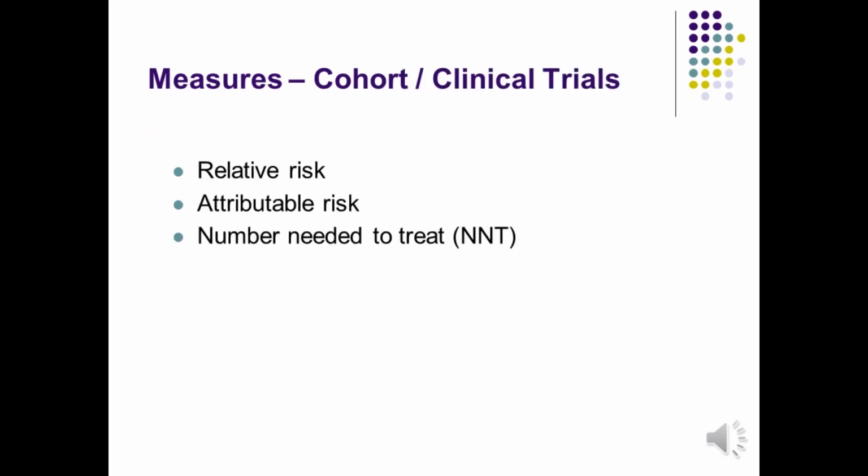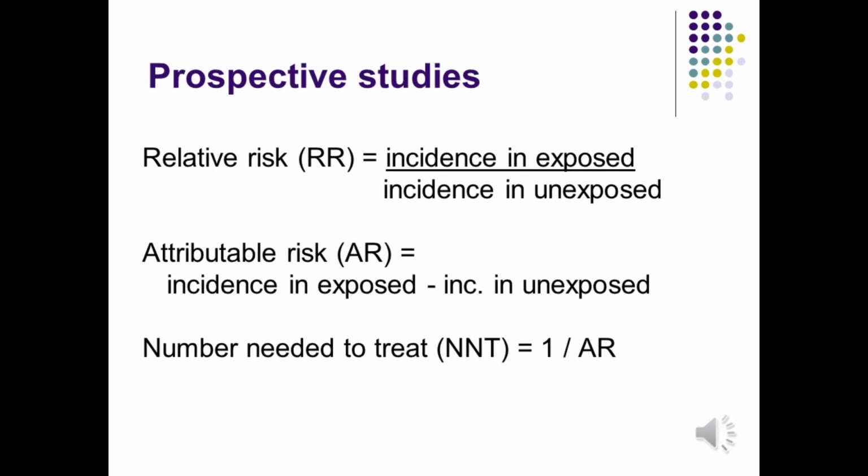What are the measures for cohort and clinical trials? Relative risk, attributable risk, and number needed to treat. We'll look at those in more detail. Relative risk is the incidence in the exposed divided by the incidence in the unexposed. So it tells you how much more likely those exposed are to develop the outcome than those not exposed.